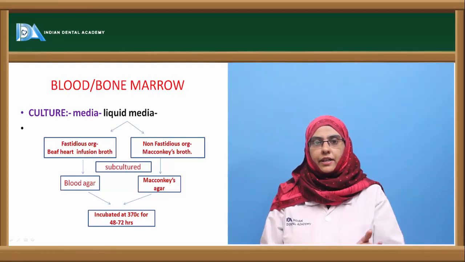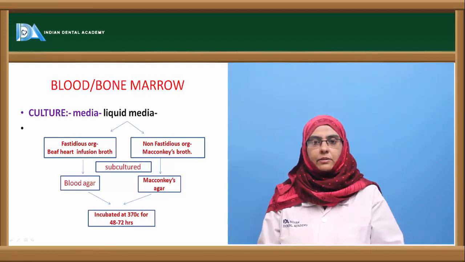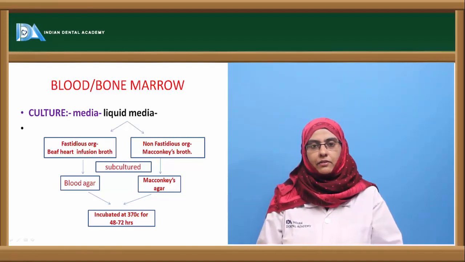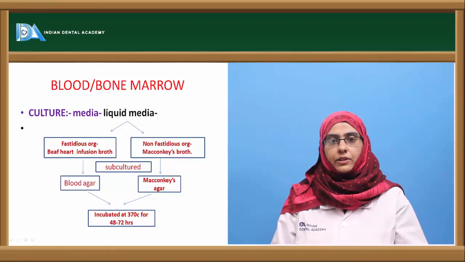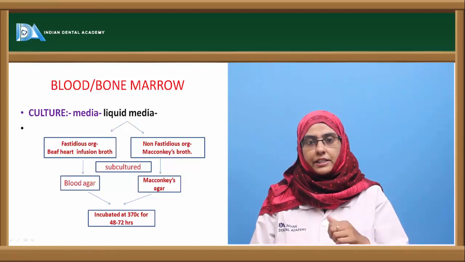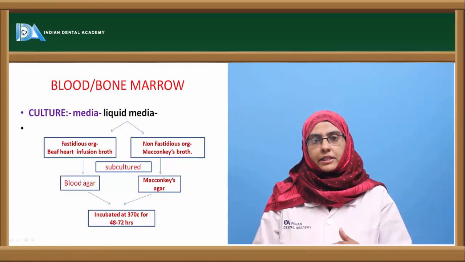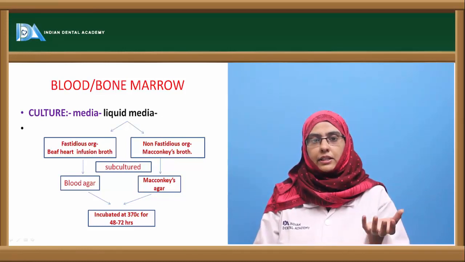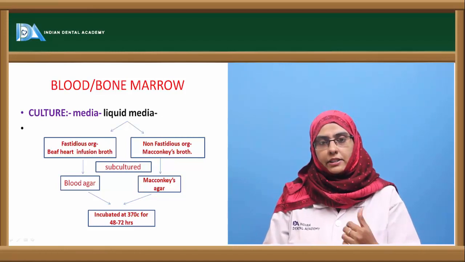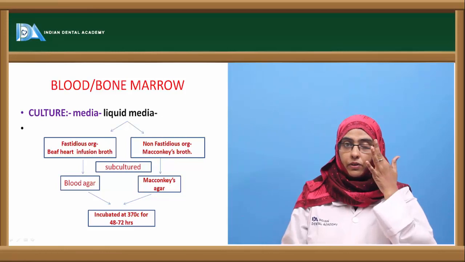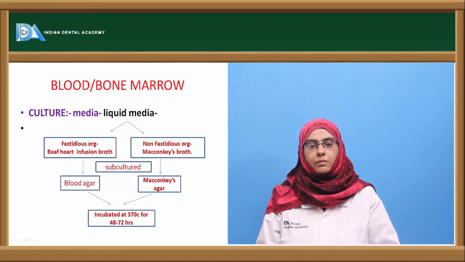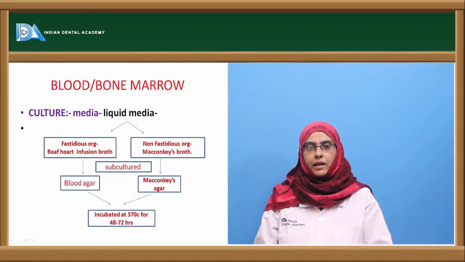So here we have two different types of broth, one for the fastidious organism, the other for the non-fastidious organism. The fastidious organisms are the ones that require special nutrients for their growth, or they are exact in their nutritional requirement. So we enrich the media with special components such as blood, serum or egg, so that they allow the growth of fastidious microorganisms. So in the case of organisms from the blood, we go for the brain heart infusion broth for identifying the fastidious organism, and for the non-fastidious organism it is the MacConkey broth.